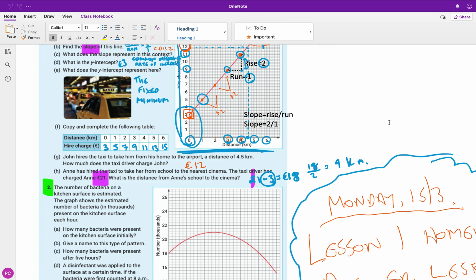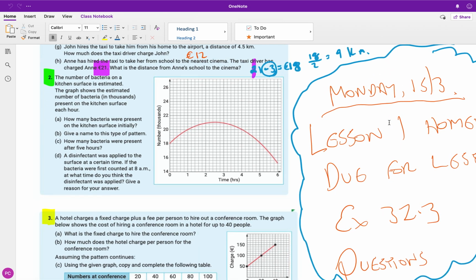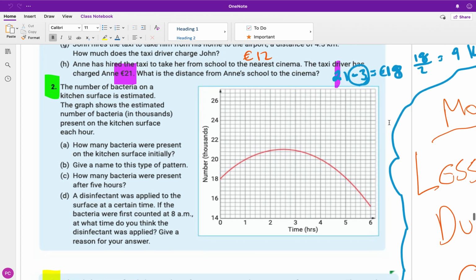Question 2 then is here. Let's see how much I can squeeze into the box. The number of bacteria on a kitchen surface is estimated. The graph shows the estimated number of bacteria in thousands present on the kitchen surface each hour. How many bacteria were present on the kitchen surface initially? So initially means at the start. So at the start of our graph, here it is here.